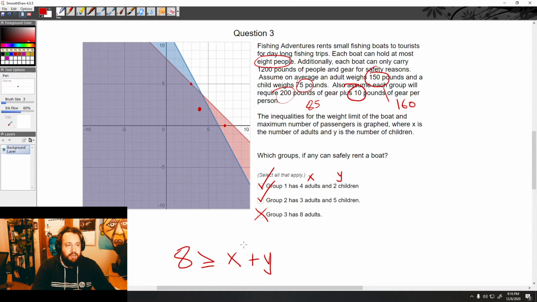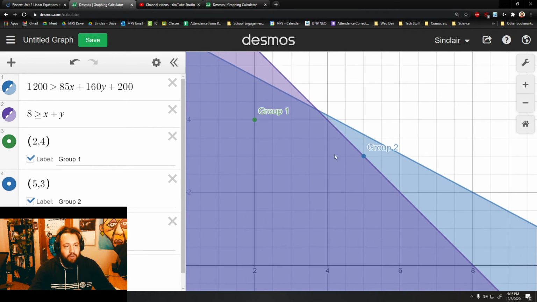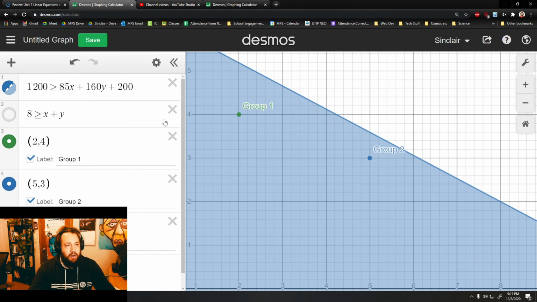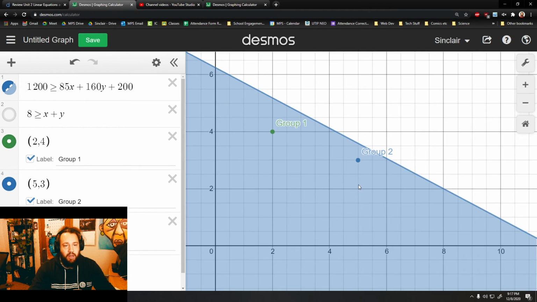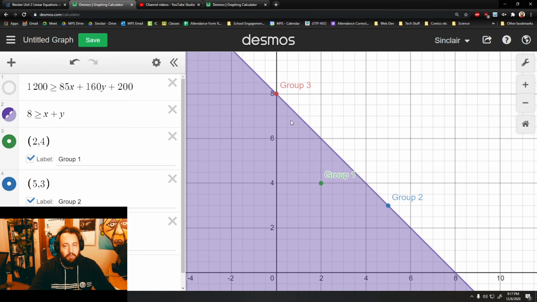Remember, you always want to have these spots where you overlap your values. You want to have it in the purple zone and you want to have it in the blue zone. You don't want any of these points that are outside. So notice how group 3 is outside of my blue zone, even though it's inside my purple zone. That's going to be no bueno.